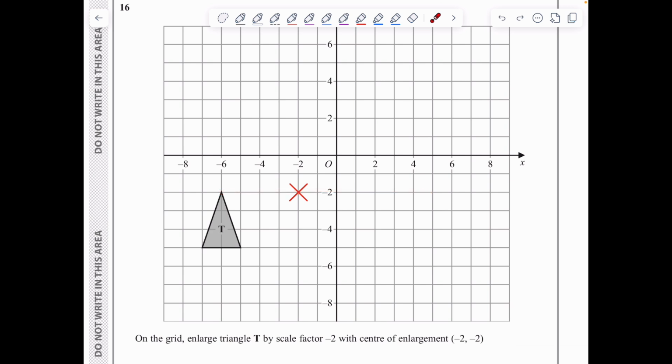So if I do this for the first vertex here, it takes me to the point (6, -2). I'll do this for the vertex over here, taking me to (4, 4). And then for the (-7, -5), we can see that we go over here to (8, 4). And therefore the image of triangle T is the one shown shaded here.